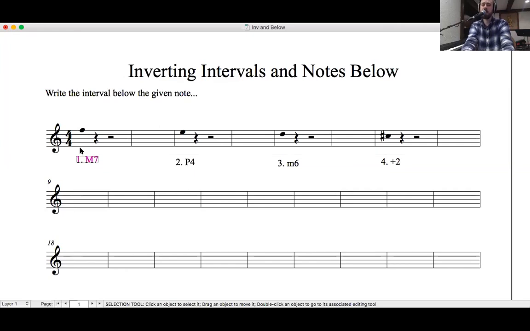So what's the inversion of a major seventh? Well, we know that we need to add to 9. So 7 plus what equals 9? 2. So it's going to be some kind of second, and the quality flips. Major becomes minor. So if I can make a minor second above F, that means that I can easily just flip that around and make a major seventh below F.